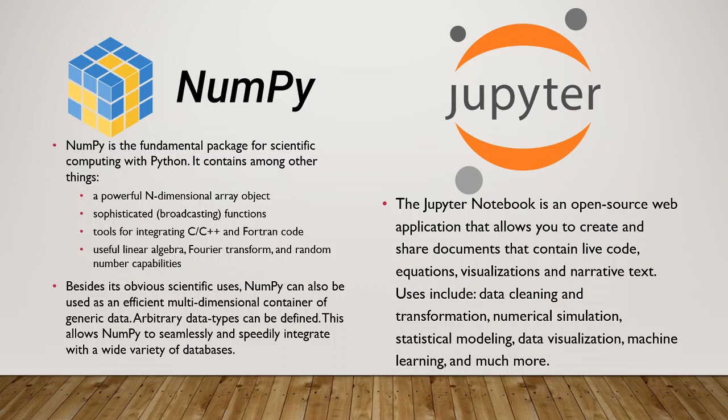Next is NumPy and Jupyter. NumPy is a fundamental package for scientific computing with Python. It contains, among other things, a powerful n-dimensional array object, sophisticated functions, tools for integrating C, C++ and Fortran code, useful linear algebra, Fourier transform, and random number capabilities. Besides its obvious scientific use, NumPy can also be used as an efficient multidimensional container of generic data. Arbitrary data types can be defined. This allows NumPy to seamlessly and speedily integrate with a wide variety of databases.